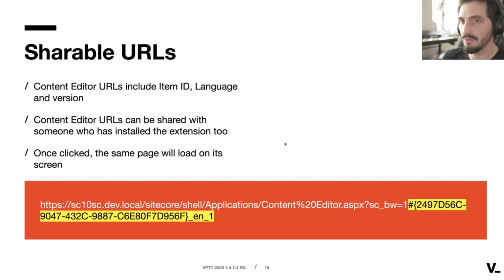All the URLs in the back office are now shareable, meaning that the extension will add the item ID into the URL, the language, and the version. So everyone who has installed the extension can get your link and see the same page as you. It's very useful when you're working with a large team, a QA team, or you need to share a specific item link in tickets, for instance Jira tickets. So you don't have to give extra information and search for it. You just click and you land on the right item in Sitecore.